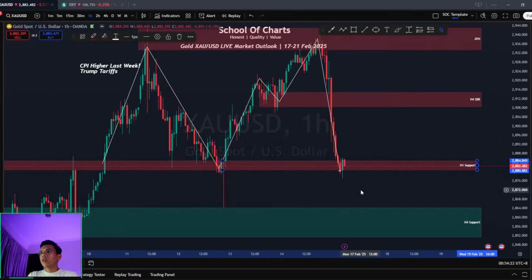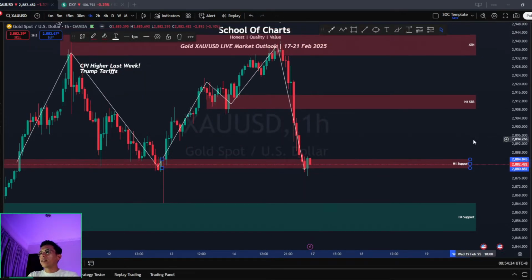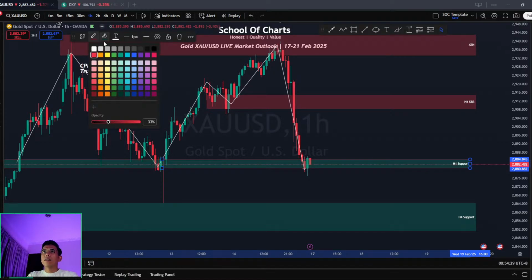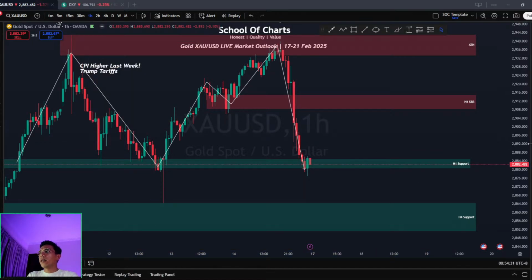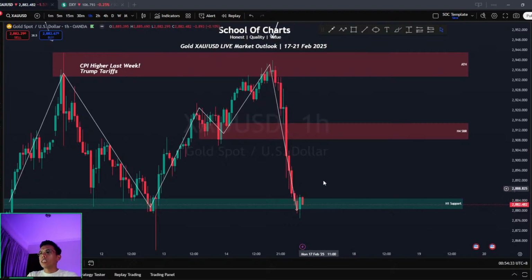Okay, if this level holds, maybe we can get a scalping buy setup right here. But of course, we have to wait and see if this H1 support is going to hold or not. If it manages to stay right here and shows us a strong bullish rejection and then a retest, and is still holding, maybe we can look for buying opportunities in expectation for the price to go up and retest the previous H4 breakout level or SBR.